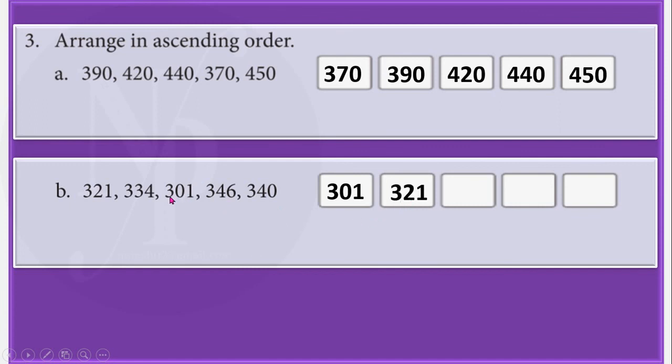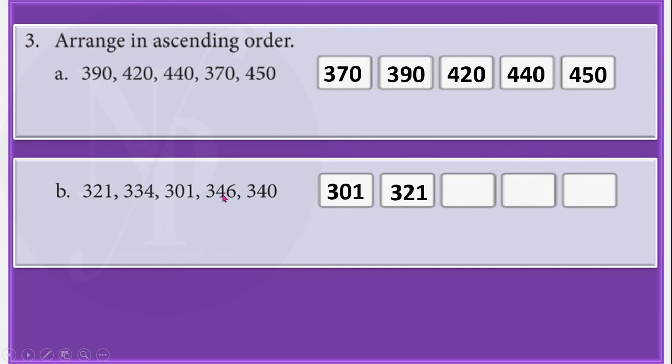So now leaving 301 and 321, we need to compare these 3 numbers, 334, 346 and 340. When we compare these three, 334 is the smallest, because we have 3 here in tens place.